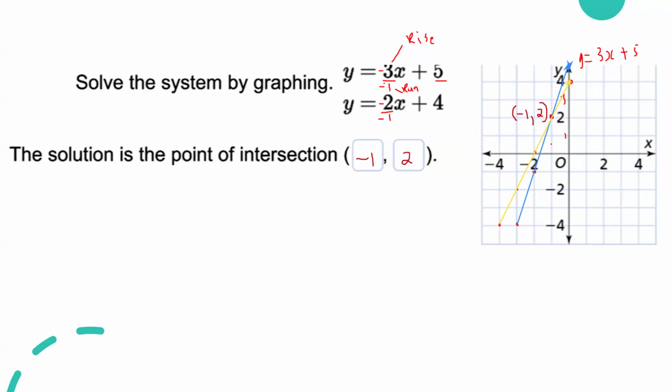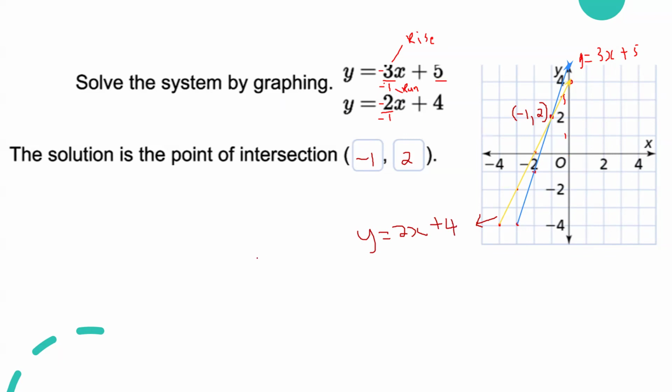And that is how you solve a system of linear equations by graphing. And remember to label your lines. This line is y equals 2x plus 4. This system of equations has one solution.